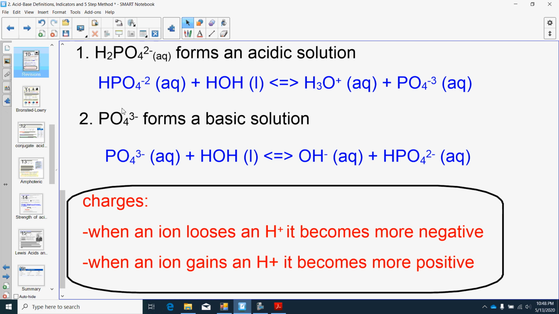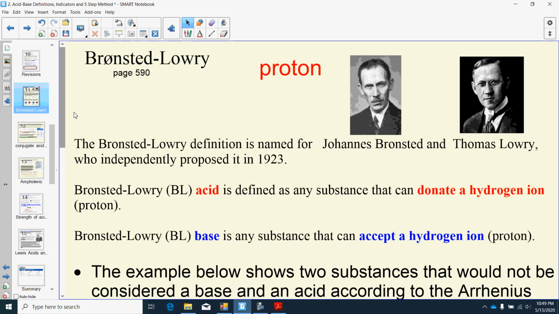So you can see there are some issues with Arrhenius acid and base definitions, and so we're going to move into a second set of acid-base definitions, and they're known as the Bronsted-Lowry definitions. And Bronsted-Lowry are two different men, Johannes Bronsted and Thomas Lowry. What was interesting about these two gentlemen is that they were not working as partners. They were working in independent labs in opposite corners of the world, and they came up with the same idea at the same time in about 1923.